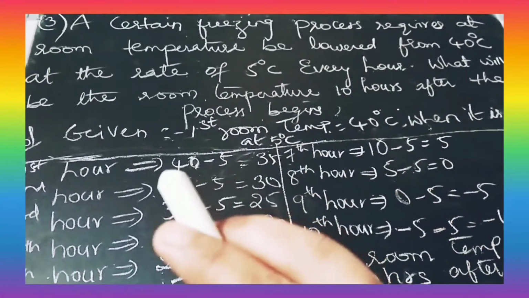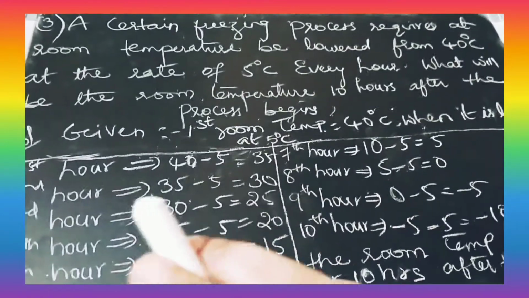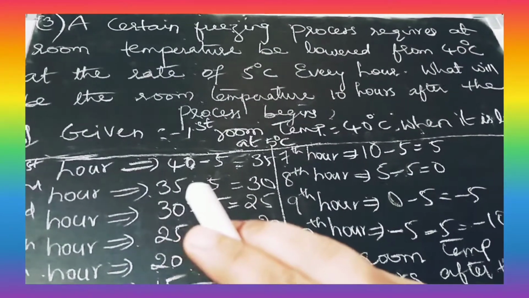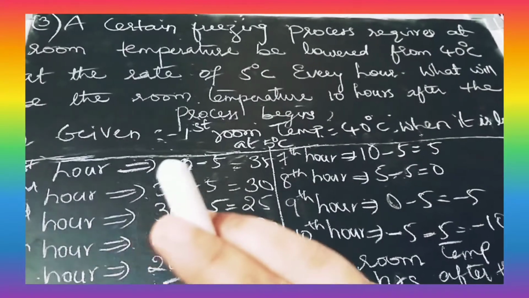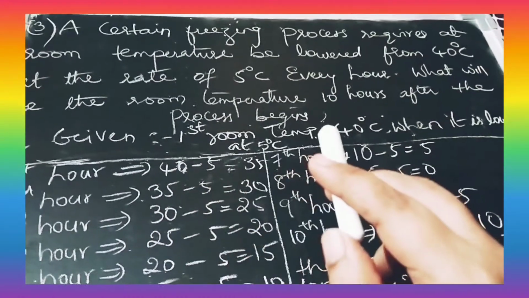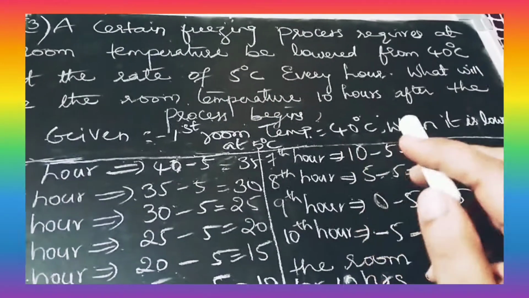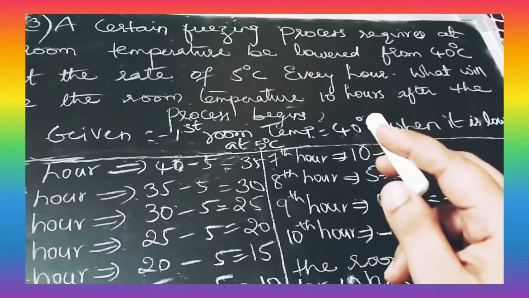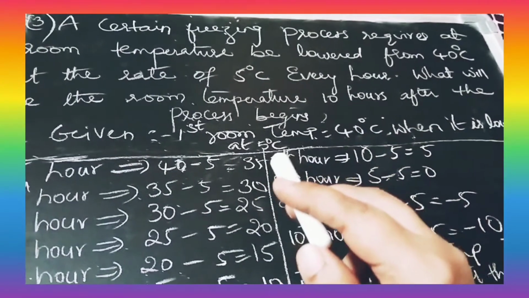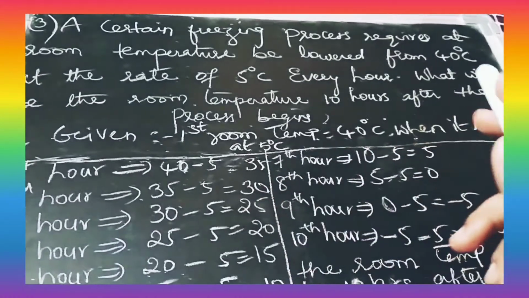So here, what is given? In word problems, you first have to write given. It will be very impressive for the examiner. Okay, first you have to write given. What is given here? First, room temperature is 40 degrees centigrade. When it is lowered by 5 degrees centigrade, when this 40 degrees is lowered by 5 degrees centigrade, what will be the room temperature 10 hours after the process begins?